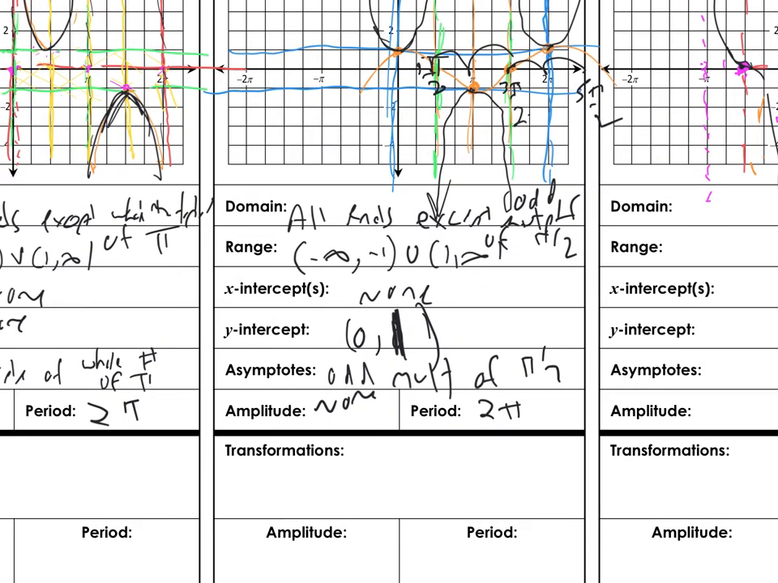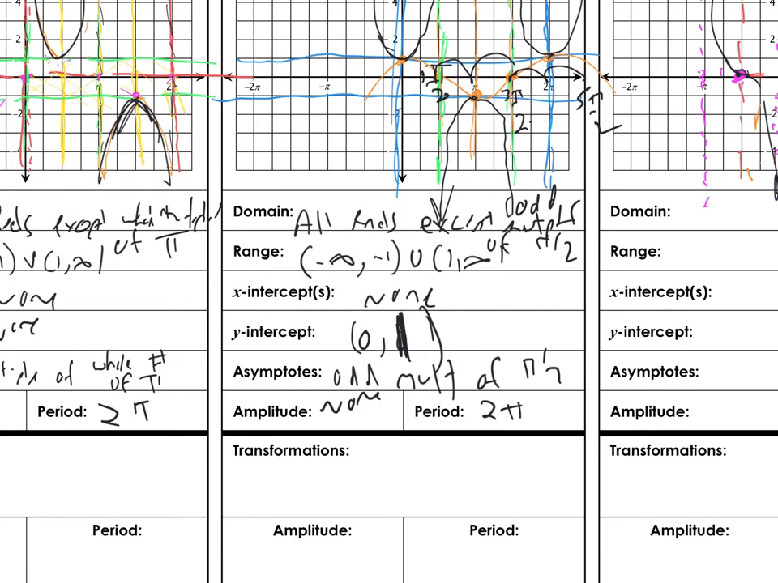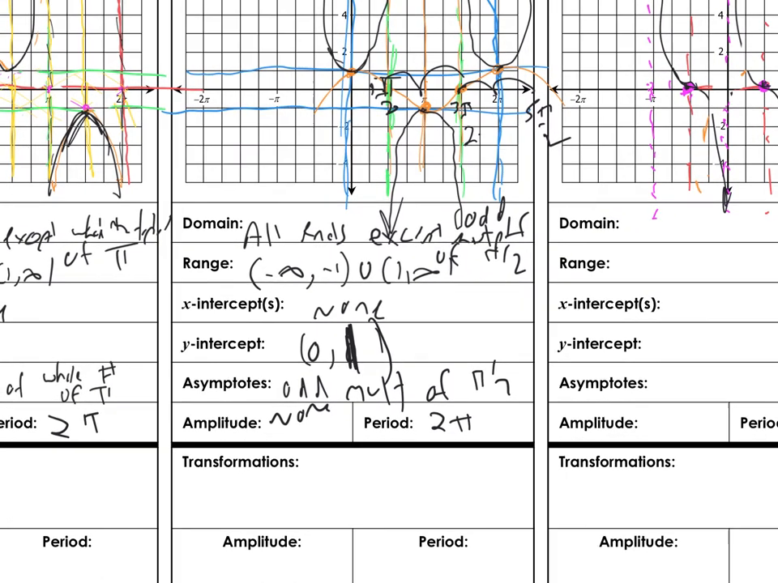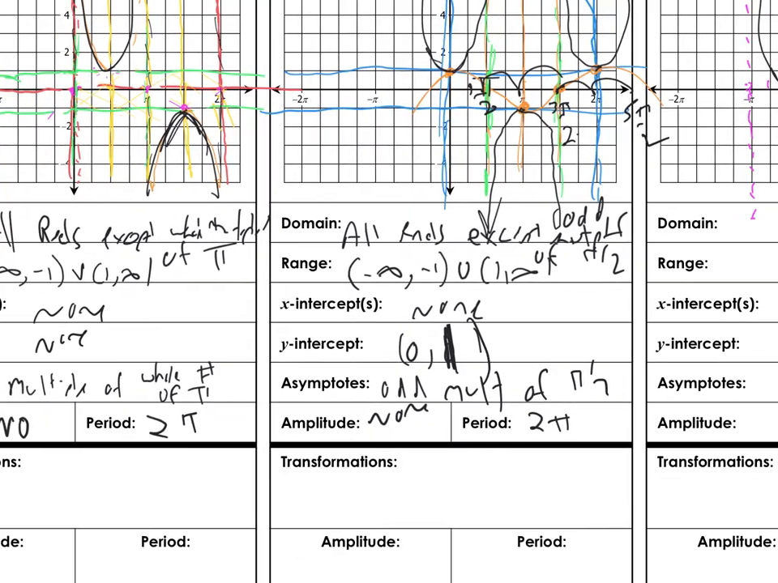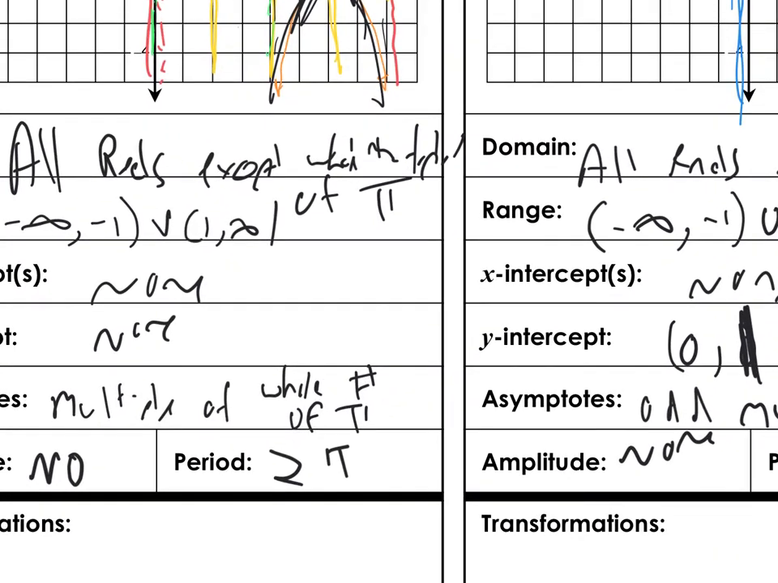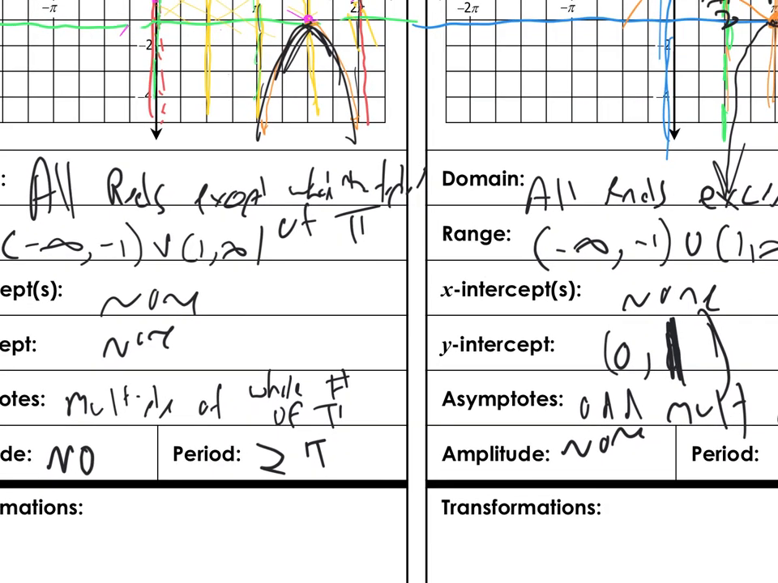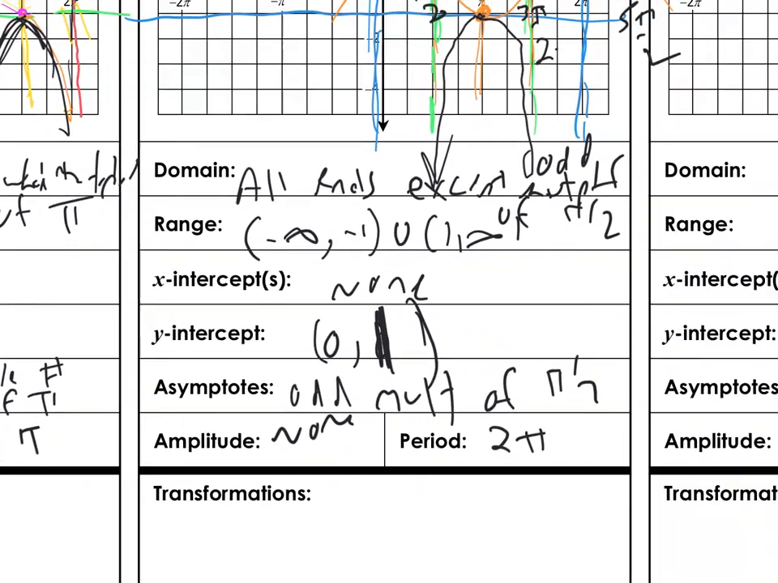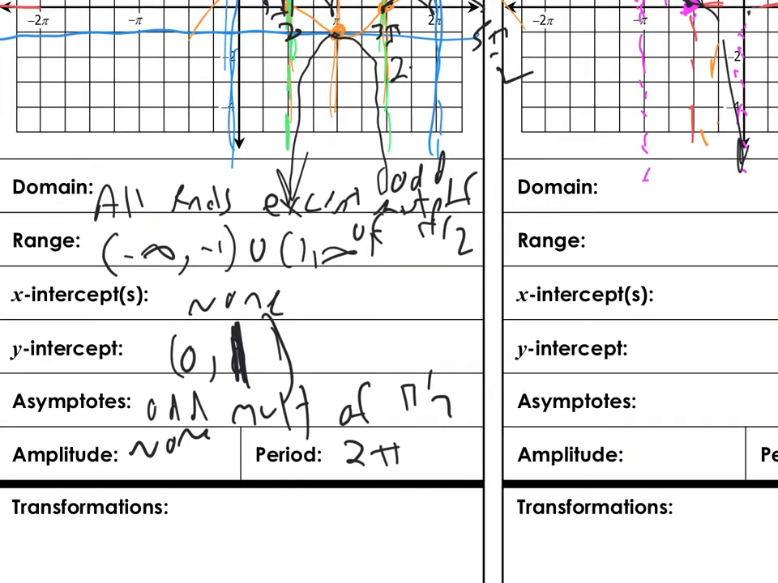Are we not going to do any of the transformations? Yeah, we'll do 1 or 2. I'm only giving you 4 problems for homework. Oh, that's nice. Odd multiples of pi over 2. All reals except for odd multiples of pi. It was all reals except whole number multiples of pi: 1 pi, 2 pi, 3 pi, negative 3 pi.